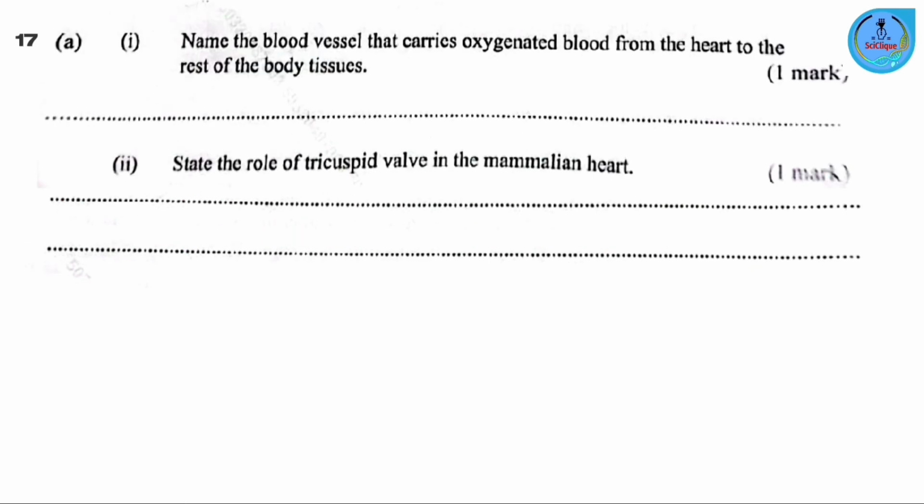Okay, question number 17, A Roman 1. Name the blood vessel that carries oxygenated blood from the heart to the rest of the body tissues. This, of course, is the aorta. Roman 2. State the role of the tricuspid valve in the mammalian heart.